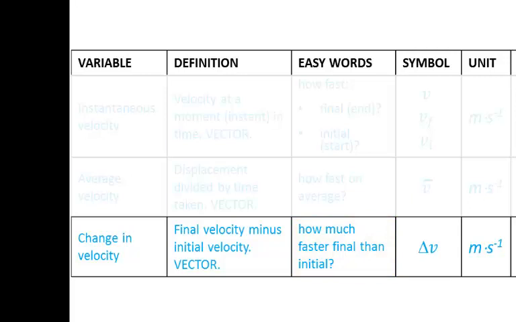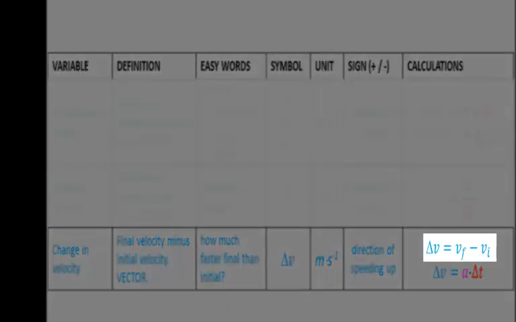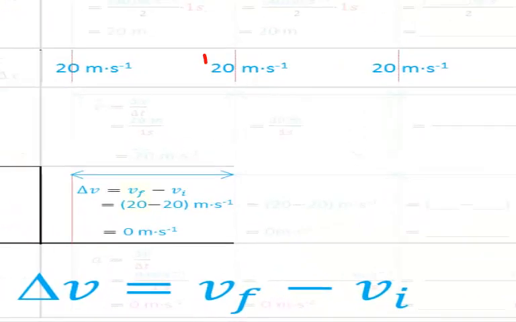We can calculate change in velocity by final velocity minus initial velocity. So let's do that for each of these intervals. For the first interval, the final velocity was 20 meters per second and the initial velocity also 20 meters per second. So the velocity didn't change at all. So obviously the change in velocity is 0 meters per second. 20 minus 20 is 0.